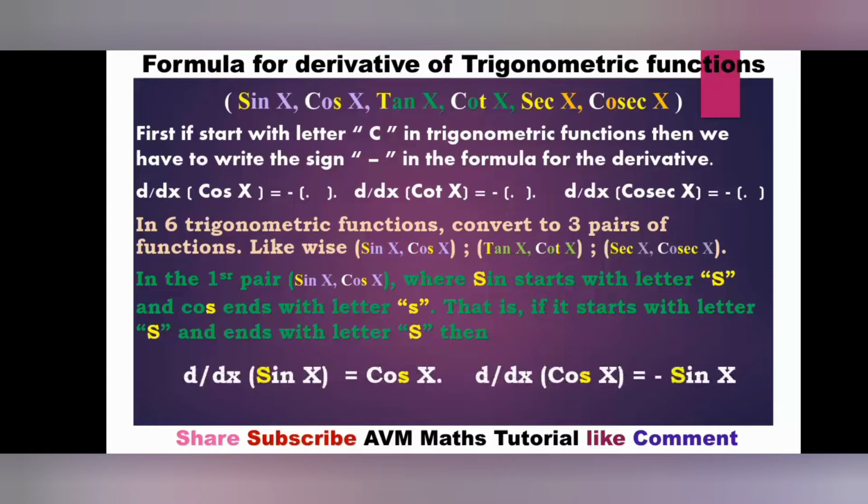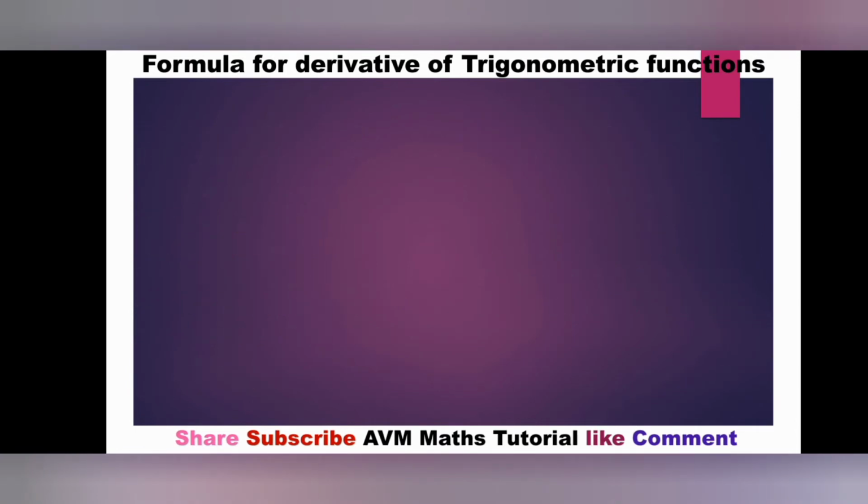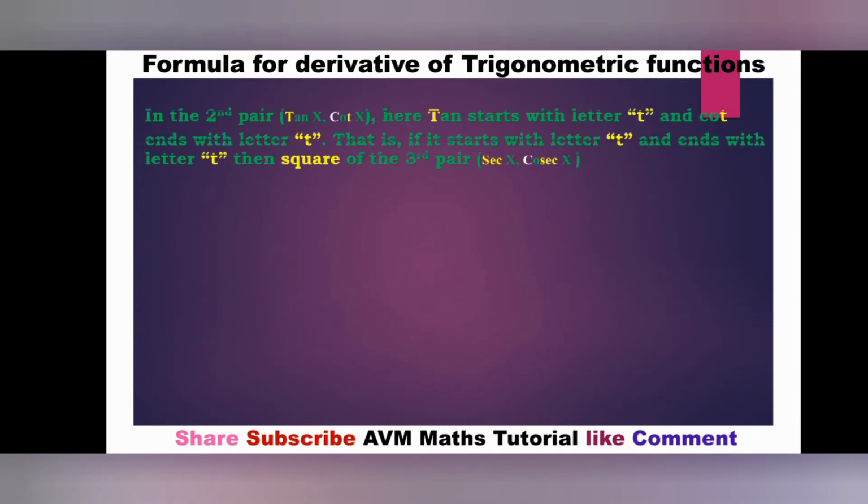Then third trick. In the second pair, tan x, cot x. Here, tan starts with the letter T and cot ends with the letter T. That is, if it starts with the letter T and ends with the letter T, then the formula for the derivative of these two trigonometric functions is the square of the third pair, secant x and cosecant x.